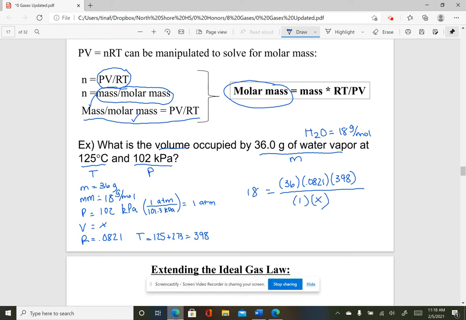Okay, so guys, if I just put this over 1 and cross multiply, I get 18X equals 36 times 0.0821 times 398, and if I divide that by 18, I get 65 liters. Okay, so that's if they give you the substance, you're able to use molar mass.